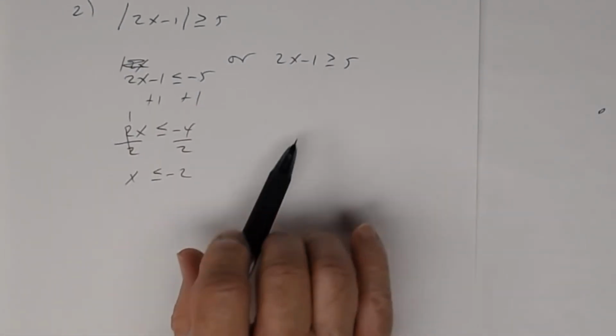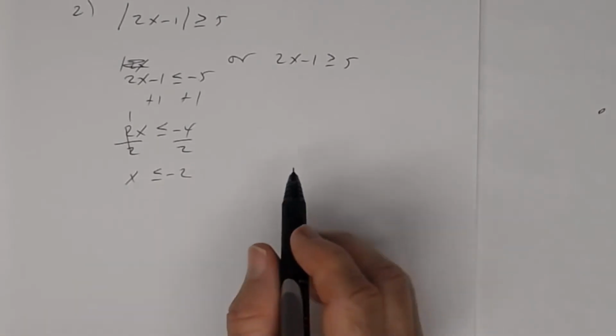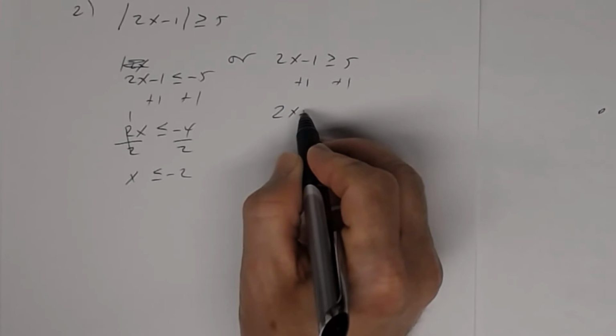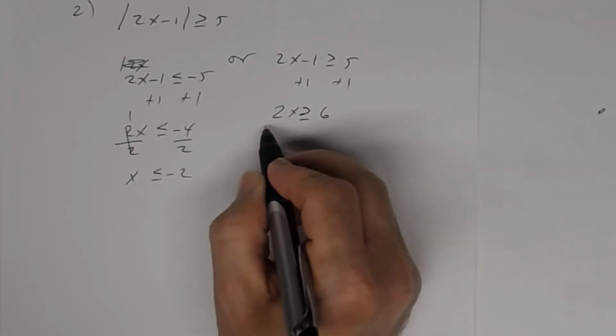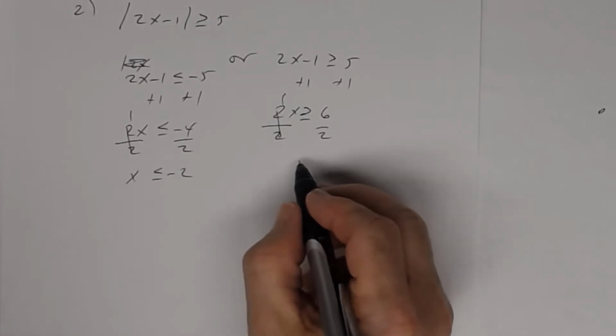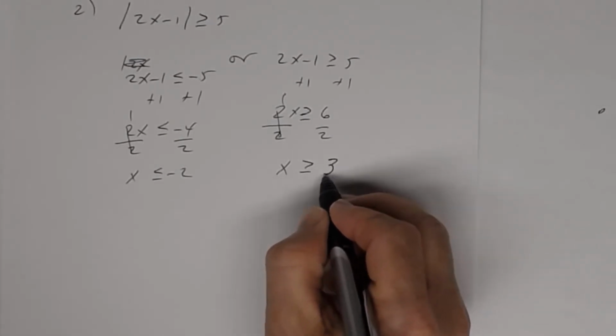But there's another part of that solution, and that's going to come from here. So you've got to go further with that. So I'm going to add 1 to both sides. So I get 2x is greater than or equal to 6. Divide both sides by 2. I found the other set of solutions. The other set of solutions is any number greater than or equal to 3.